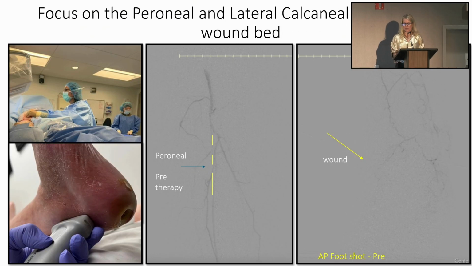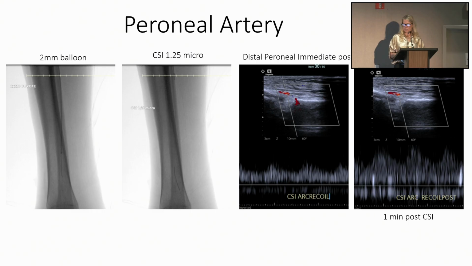Now we're going to focus on the peroneal artery. You can see this is an AP view of the wound on the far right. Not a lot of blush there. Now, Dr. Constantino uses a low CC of contrast, so it's not the best angio, to protect his kidneys, but she was able to cross the peroneal artery, do atherectomy and balloon angioplasty.